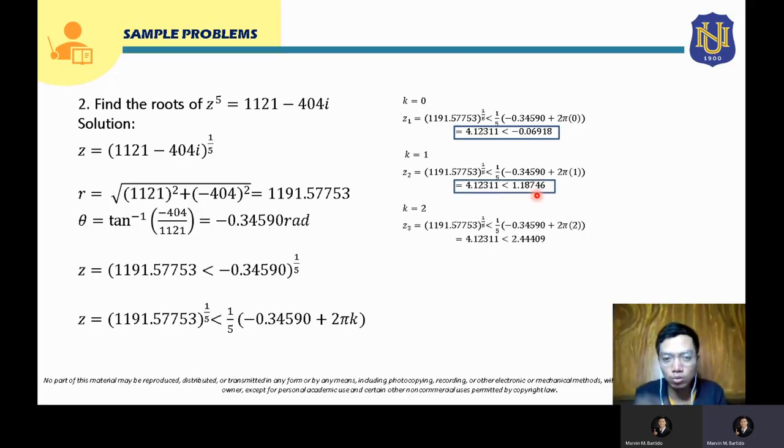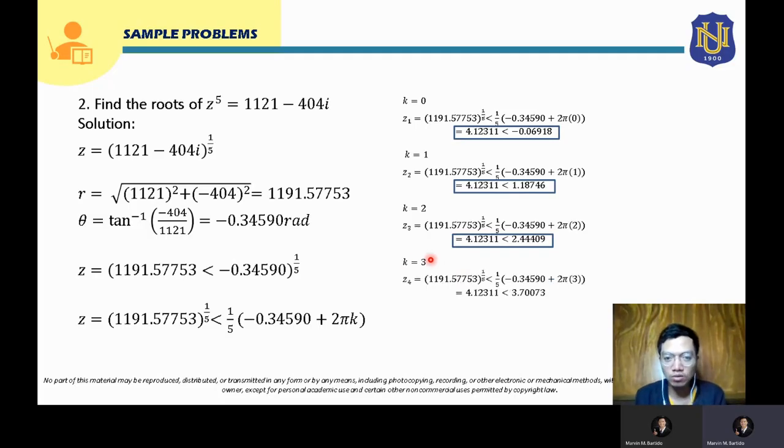Now, if k is equal to 2, that will be 1191.57753 raised to 1/5. So it will be the same, 4.12311. Now, for your angle, 1/5 times negative 0.34590 plus 2 pi times 2. So just change the 1 here to 2. So your angle will be 2.4409. So this will be the answer for this root.